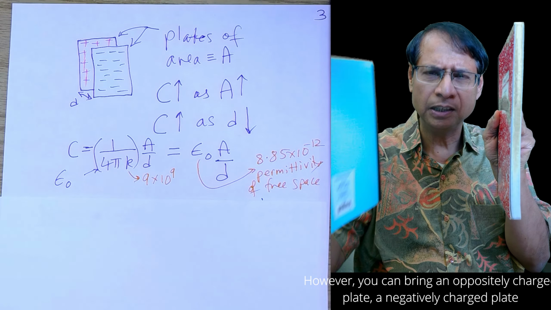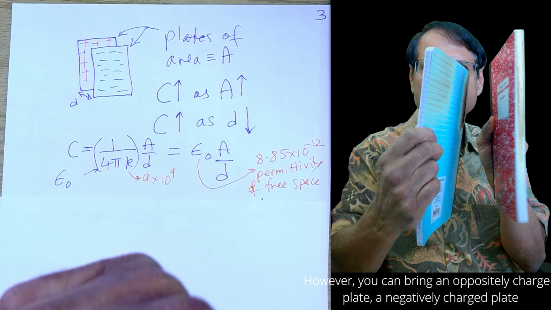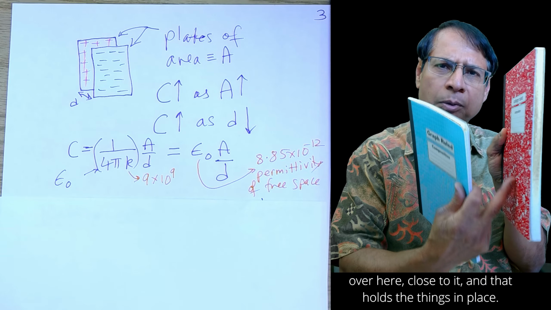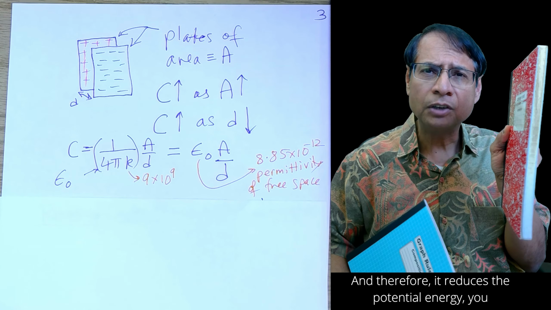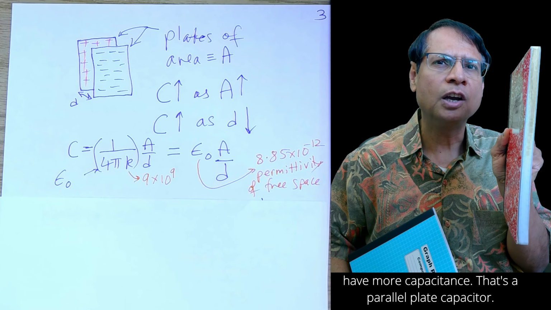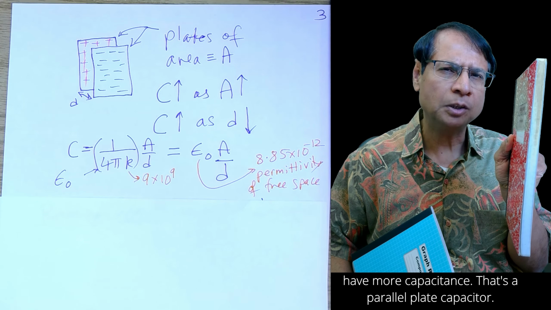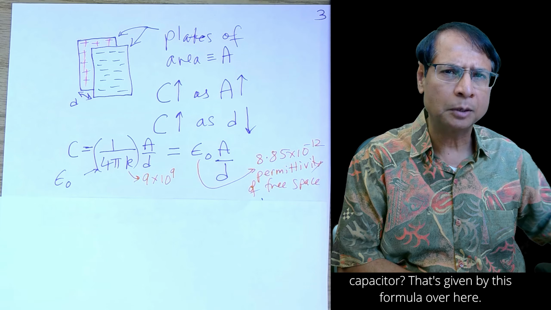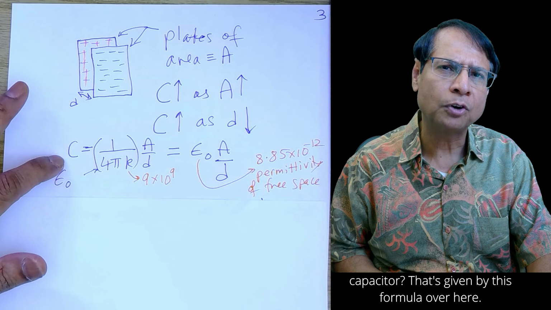However, you can bring an oppositely charged plate, a negatively charged plate, close to it, and that holds the things in place, and therefore it reduces the potential energy. You have more capacitance. That's a parallel plate capacitor. Exactly how much is the value of the capacitance? That's given by this formula over here.